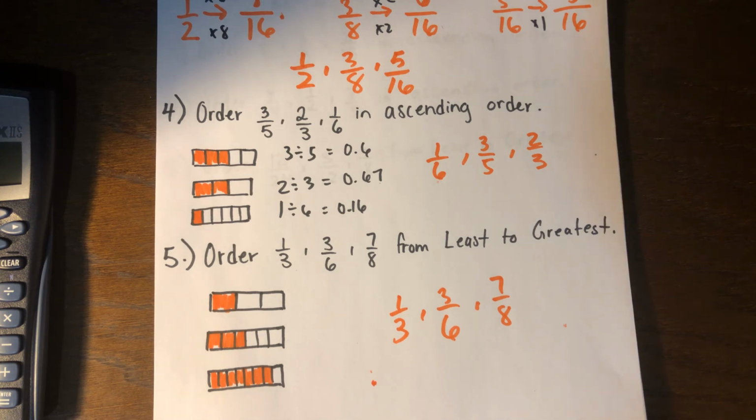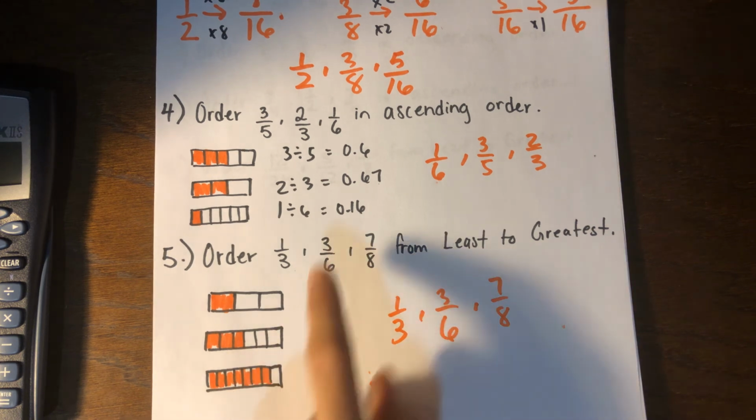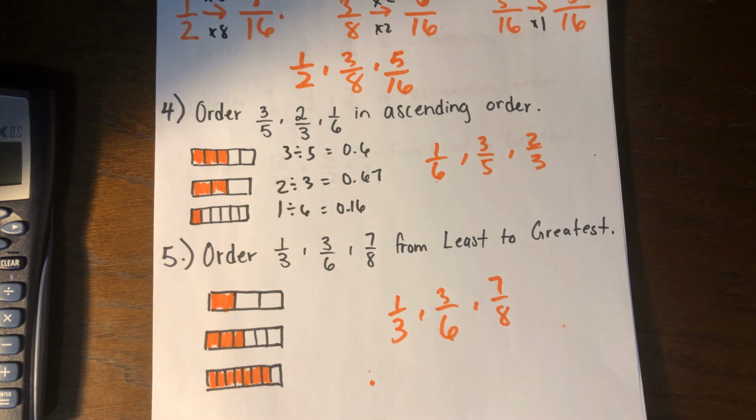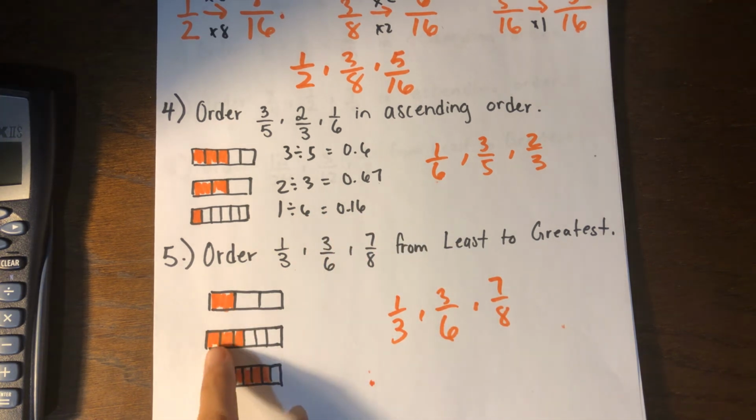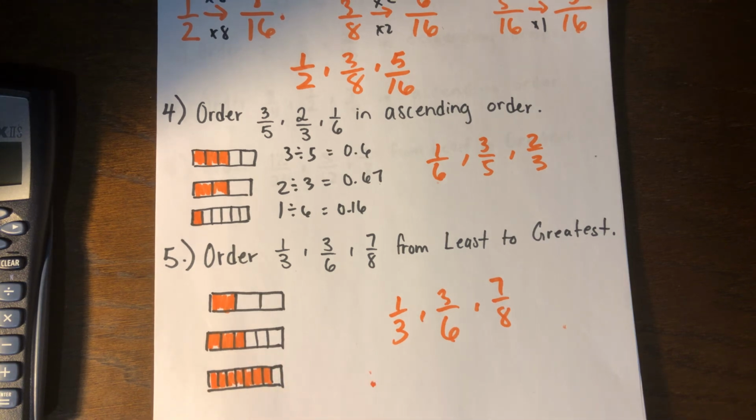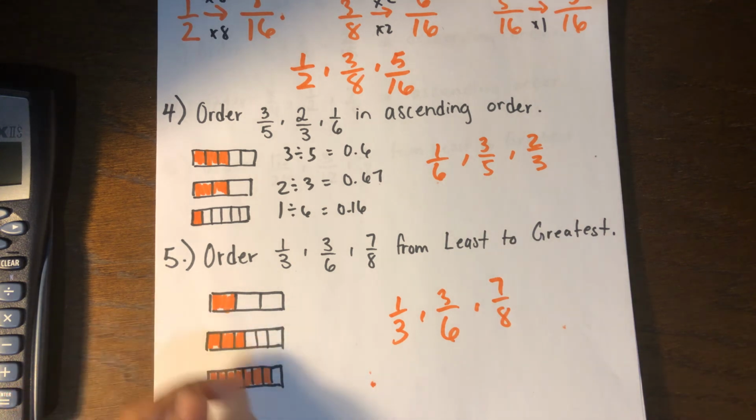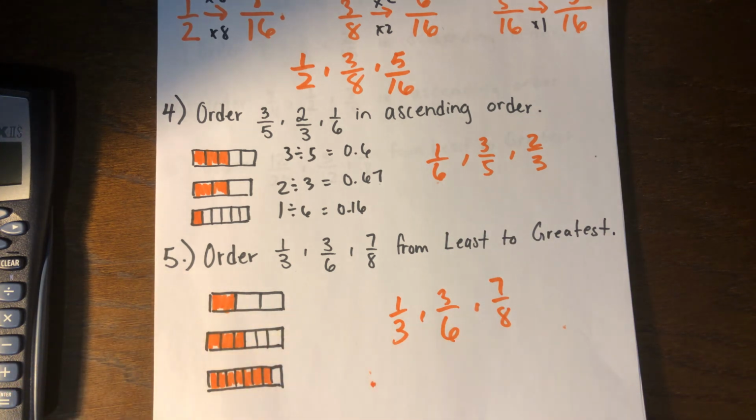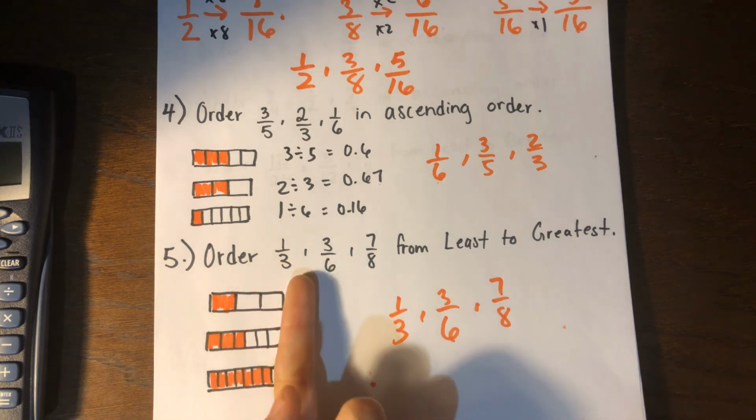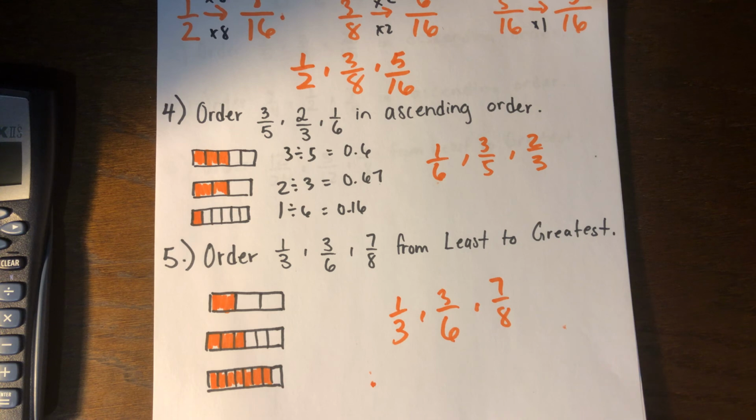Okay? Number 5, ordering 1/3, 3/6, and 7/8 from least to greatest. So for this one, I drew my boxes correctly, okay? But if I don't, I would have to check my work like this. So 1 out of 3 is here, 3 out of 6 is here, and 7 out of 8 is here. We're told to order these fractions from least to greatest. And if we look, least to greatest, the coloring got bigger as it went down. So these fractions are actually already in order from least to greatest. Okay, so we would just write 1/3, 3/6, and 7/8 as our answer.